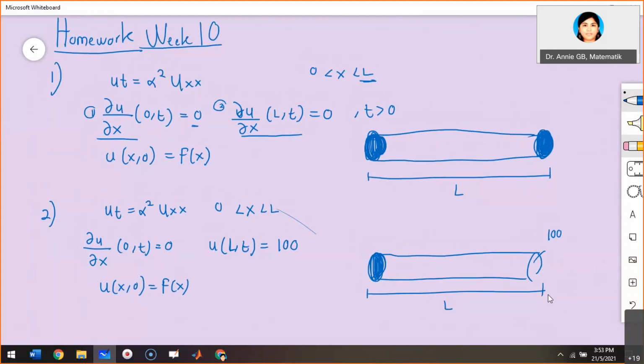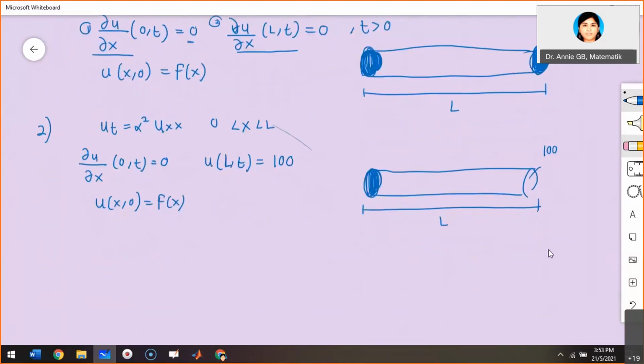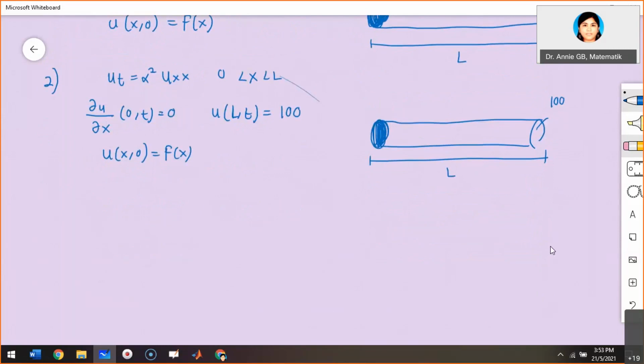Okay, tak ada. Kita akan balik kepada one last problem here. Okay, when you have infinite intervals, saya dah kata dah. If you have infinite interval, you're gonna use Fourier transform.